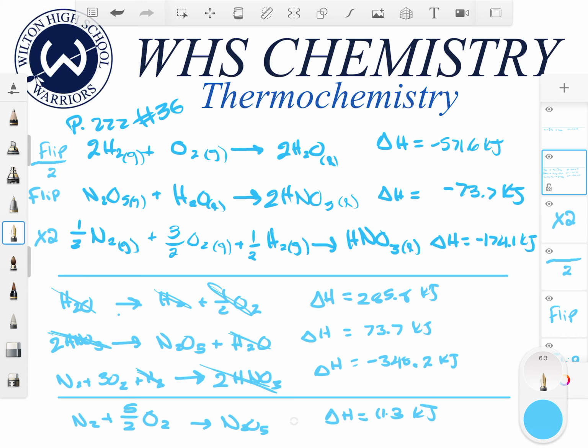And then to get a final delta H value, all we need to do is add the 3 previous values, so 285.8, 73.7, and negative 348.2, and you'll get your final delta H value for the formation of N2O5, which is 11.3 kilojoules.